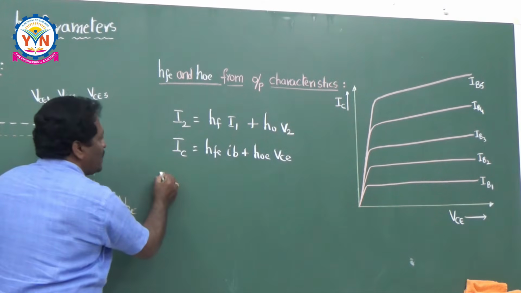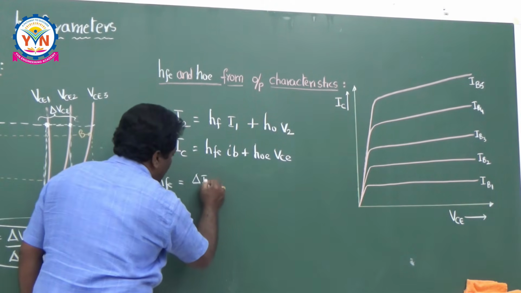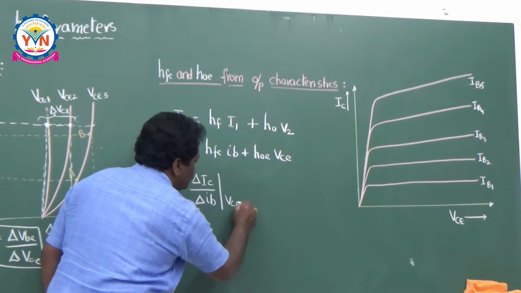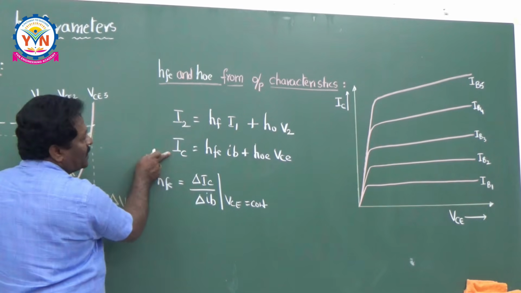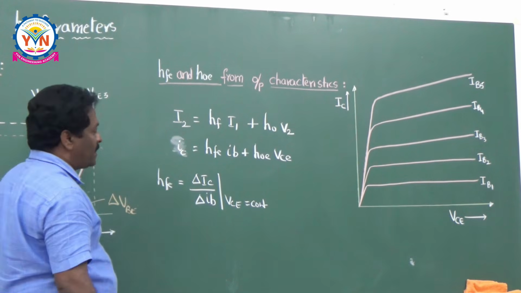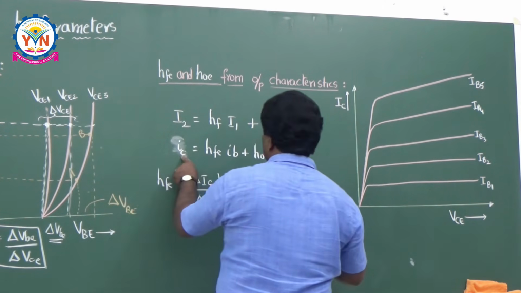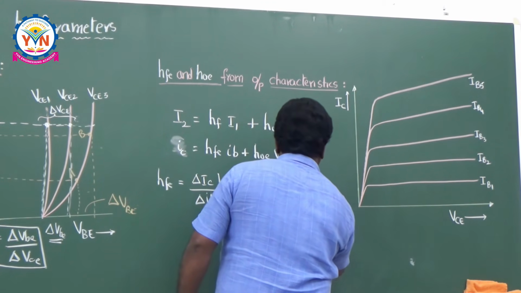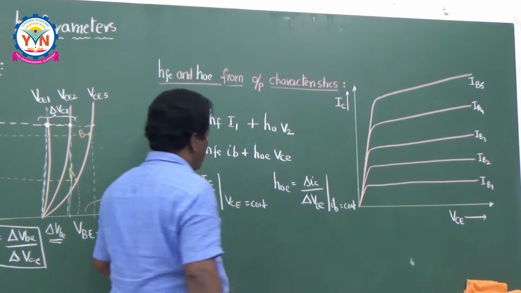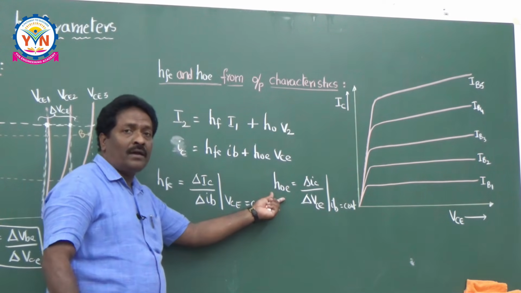Then what is the definition of HFE? HFE is equal to ic by ib, that means the change in the collector current divided by the change in the base current, keeping VCE constant. Try to write these smaller letters, very small letters, indicating the changes in the currents. That is the notation you have to use. Exactly, HOE is equal to the change in the collector current, delta IC, divided by delta VCE, at which IB is constant. So you know the definitions of HFE and HOE. What is HFE? Forward current gain. What is HOE? Output admittance.